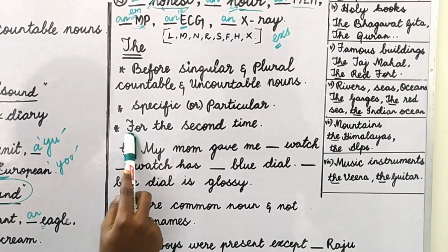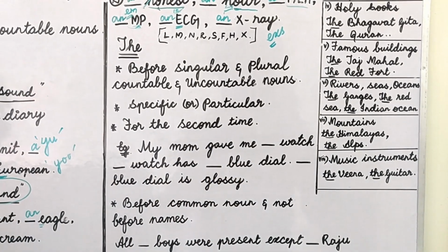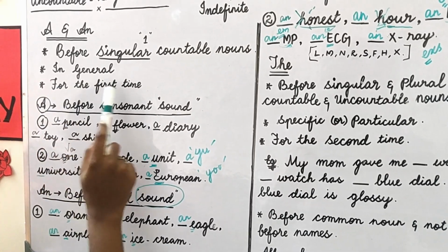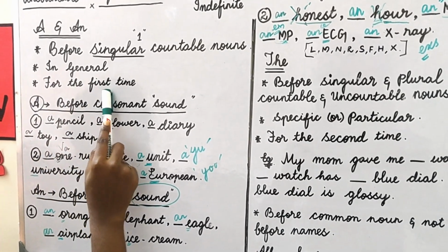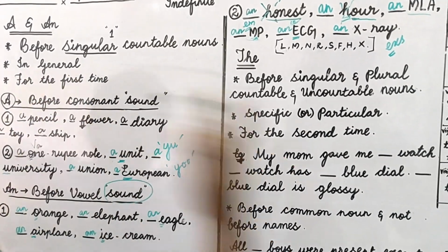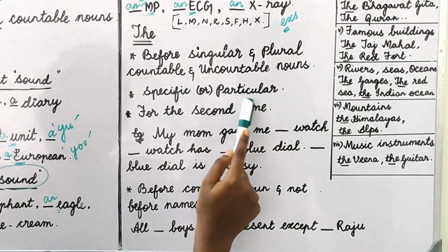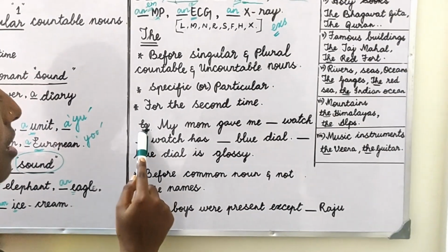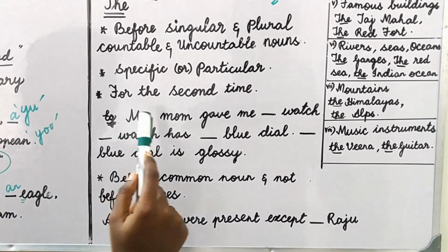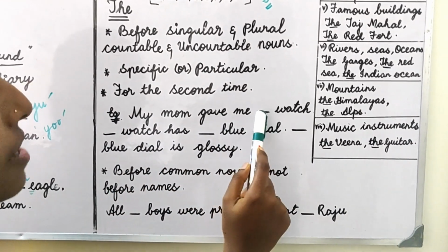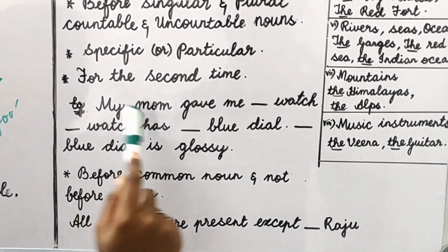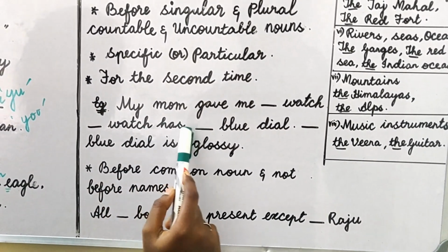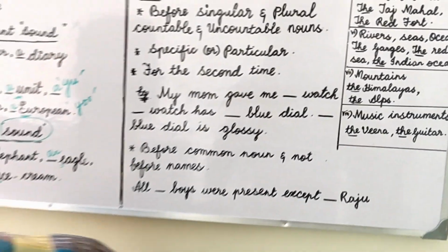Then it is used when you are mentioning something for the second time. Here we have mentioned it for the first time. With a or an, we use it the first time as well as in the general category. It's quite the opposite: specific or particular, and for the second time. So what's that second time? See, I have given you an example here. My mom gave me a watch. The watch has a blue dial. Okay, I'll tell you.